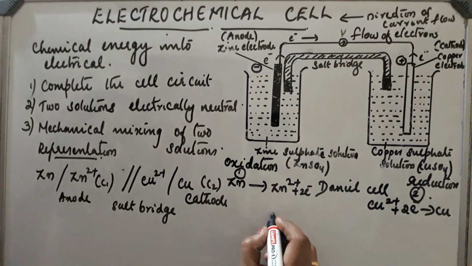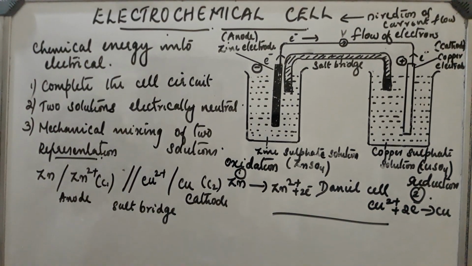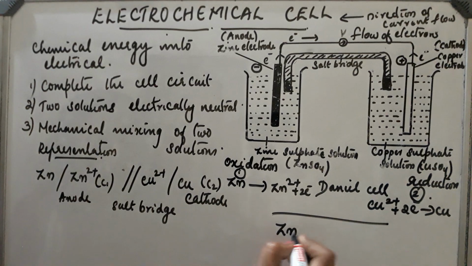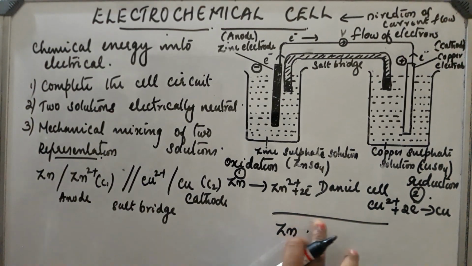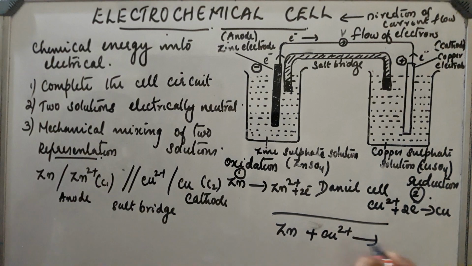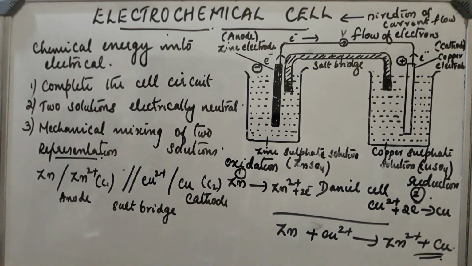So overall, how can we write the redox reaction? Zn plus Cu2+ gives Zn2+ plus Cu. This is the redox reaction taking place in a Daniell cell.